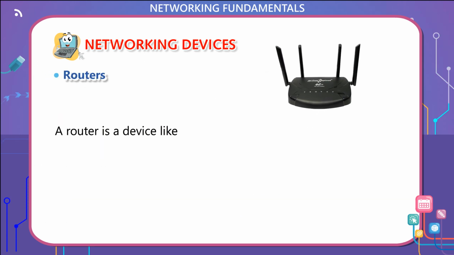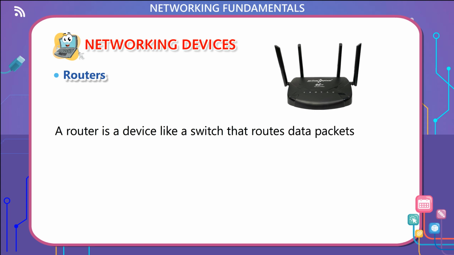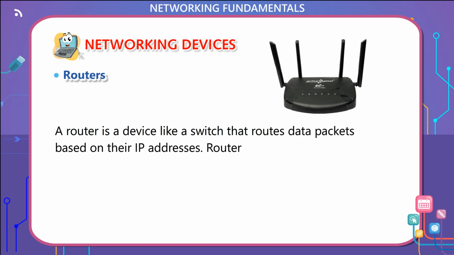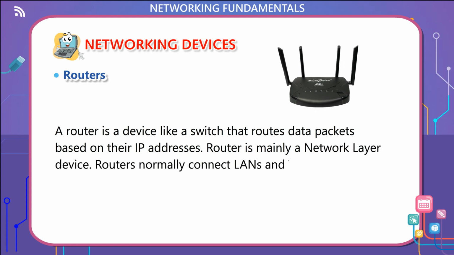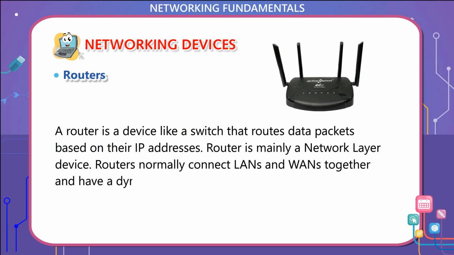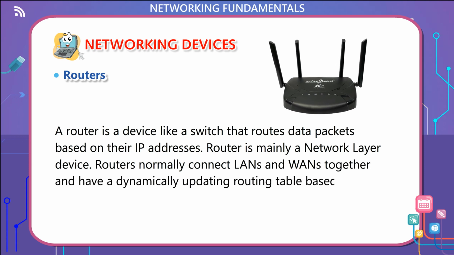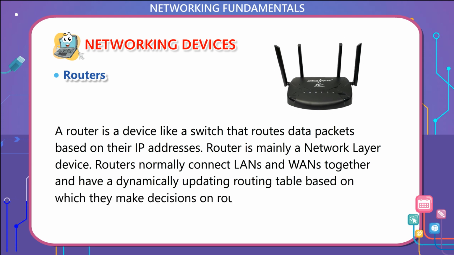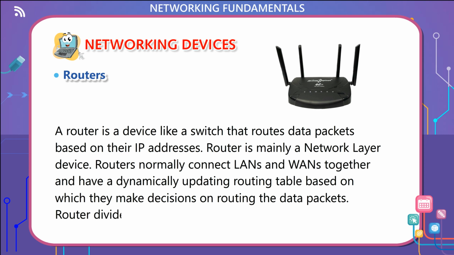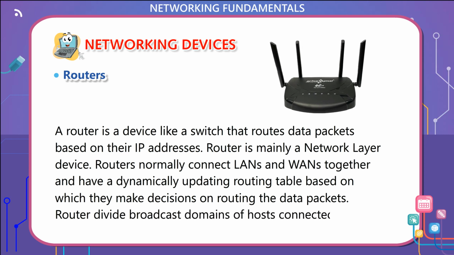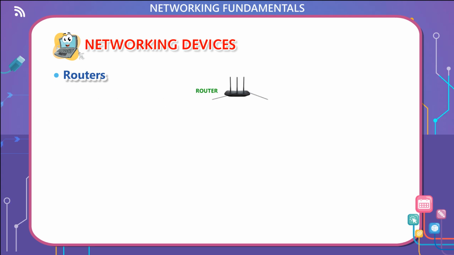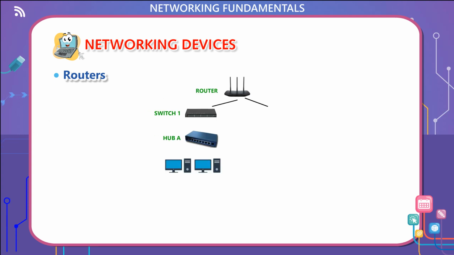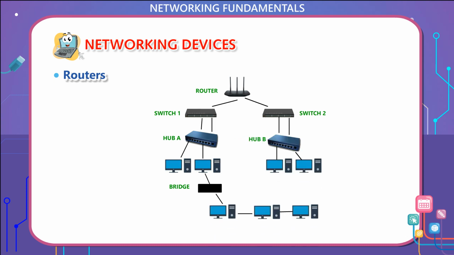Routers. A router is a device like a switch that routes data packets based on their IP addresses. A router is mainly a network layer device. Routers normally connect LANs and WANs together and have a dynamically updating routing table based on which they make decisions on routing the data packets. Routers divide broadcast domains of hosts connected through them. A normal network with some of the networking devices is shown in the above figure: Router, switch 1, hub A, bridge, switch 2, hub B.